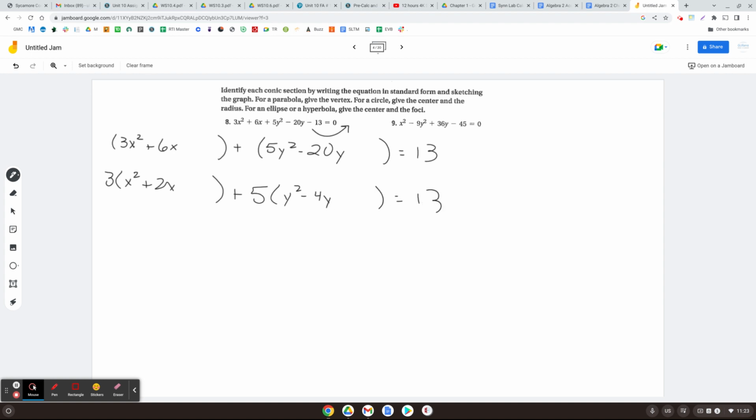So now, half of 2 is 1. 1 squared is 1. But I didn't add 1, I added 3 times 1. So I have to add 3 to that side. Okay, half of negative 4 is negative 2. Squared, negative 2, and I get 4. But I didn't add 4 to that side, I added 5 times 4. So I've got to add 20 to this side.